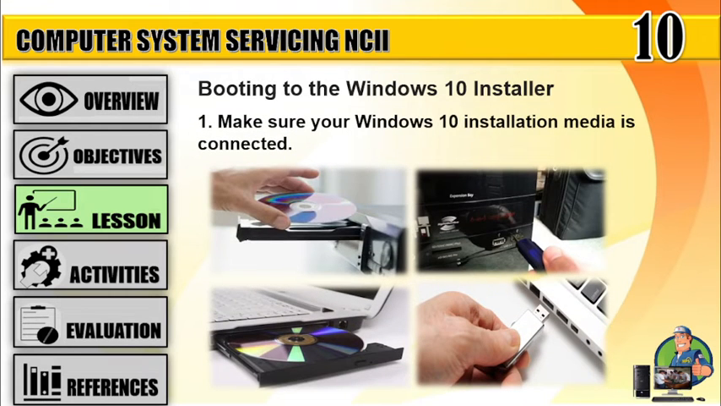Number 1. Make sure your Windows 10 installation media is connected. In order for you to install Windows 10, your Windows 10 installation file must be loaded onto a disk or flash drive, and the disk or flash drive must be inserted into your computer.